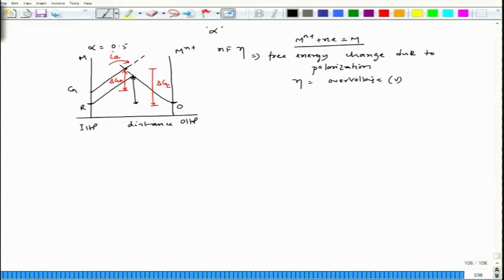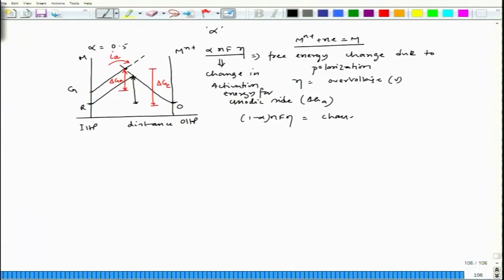in volt. So, out of that, alpha times this amount will be the change in activation energy for anodic side, or delta G A, and then the rest of that particular fraction, 1 minus alpha nFη, would be the change in activation energy for cathodic side, which will lead to a change in delta G C.